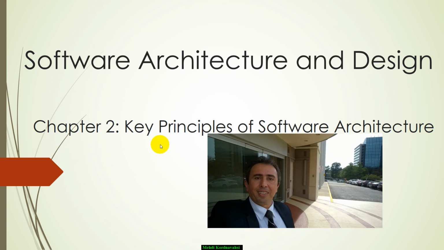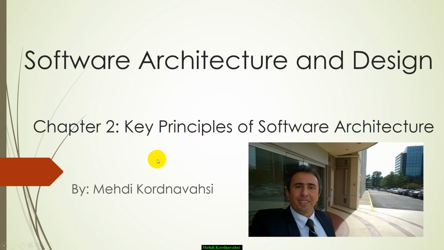My name is Mehdi Kortnavasi, and this is the fifth movie about the chapter 2 key principle of software architecture. And in this movie, we will talk about the quality attributes and cross-cutting concerns. Let's start.